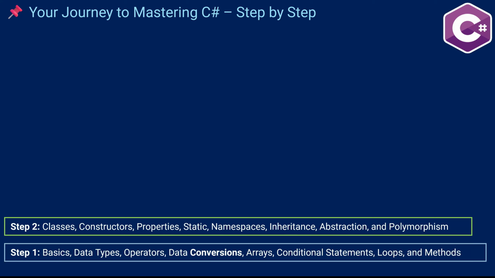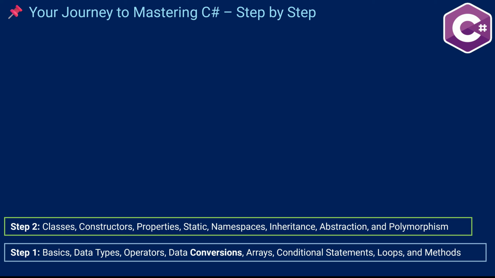Second step. This is object-oriented programming concepts. Now let's bring structure to our code. In this step, we will cover classes, constructors, properties, static members, namespaces, inheritance, abstraction, and polymorphism. Key principles of OOP that improve code organization and reusability.